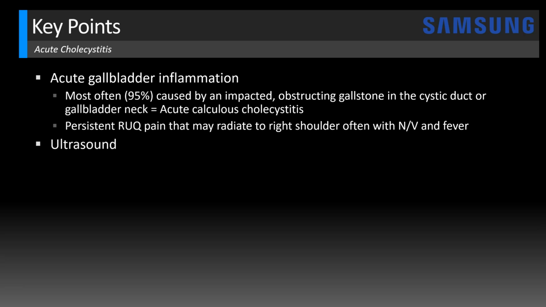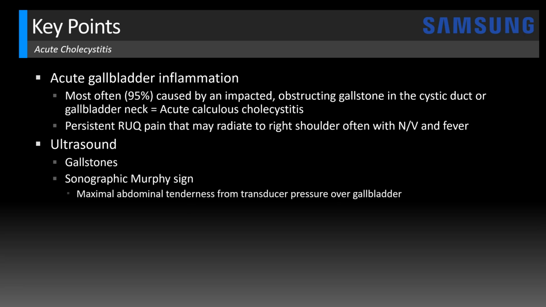Ultrasound is usually the first-line approach for evaluating suspected biliary disease, and the typical findings for acute cholecystitis will be gallstones, particularly impacted stones in the neck or cystic duct, the Sonographic Murphy sign, which is maximal abdominal tenderness from transducer pressure directly over the gallbladder.